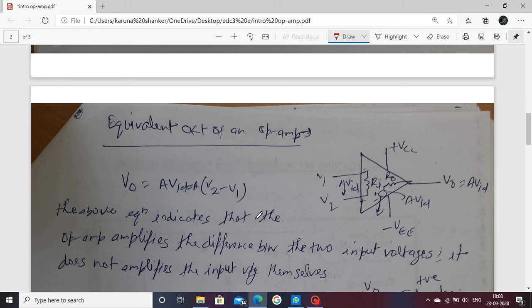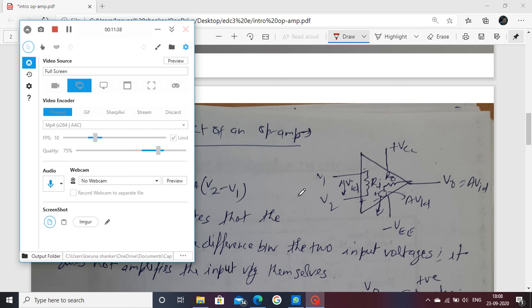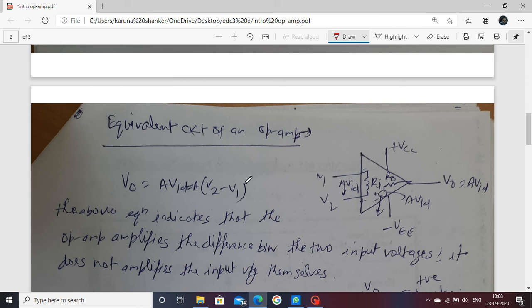Next, move to the equivalent circuit of an op-amp. You see here the equivalent circuit of an op-amp. This is the internal diagram of the op-amp. Ri is the input resistance, Ro is your output resistance, V1 and V2 are the input terminal voltages, and Vo is your output voltage. This is multiplied by A, giving A·VID, where VID is the input difference between the two terminals V1 and V2. This is represented by this relation.